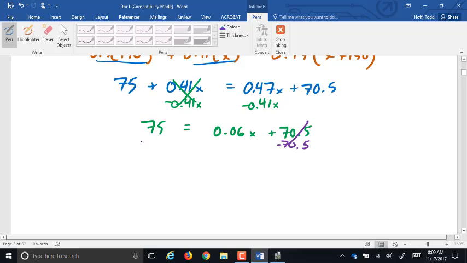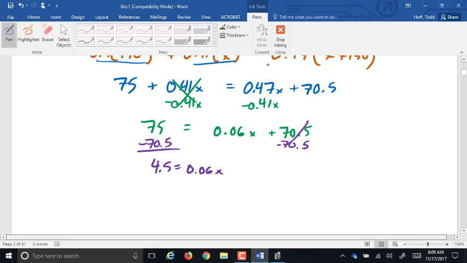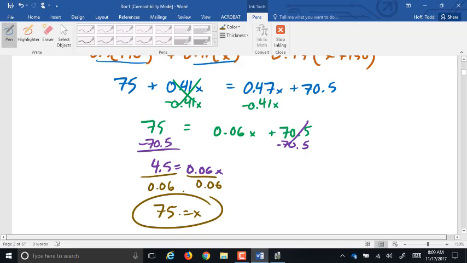Subtract 70.5. So 4.5 equals 0.06x. And then divided by 0.06, which makes it 75 equals x. So we would add 75 milliliters of that solution.